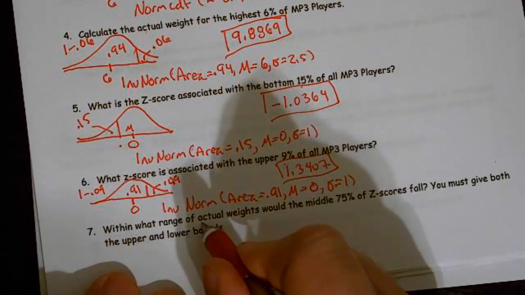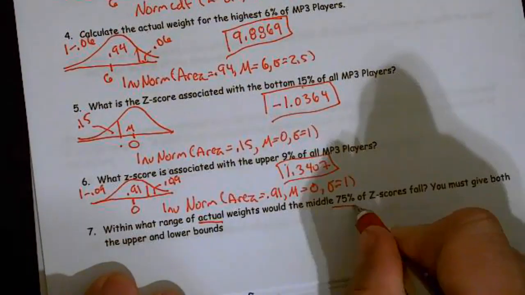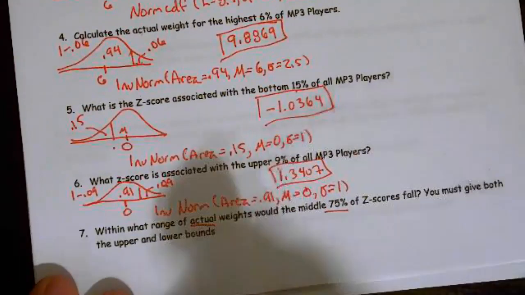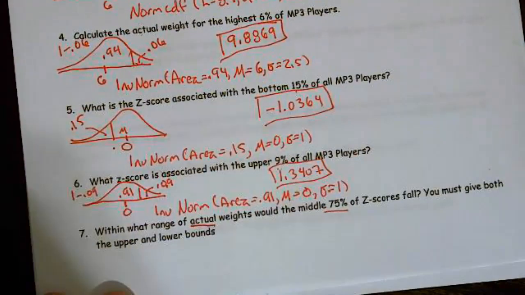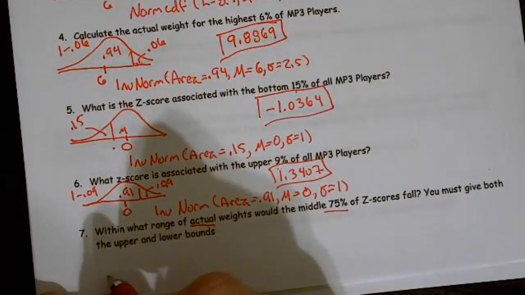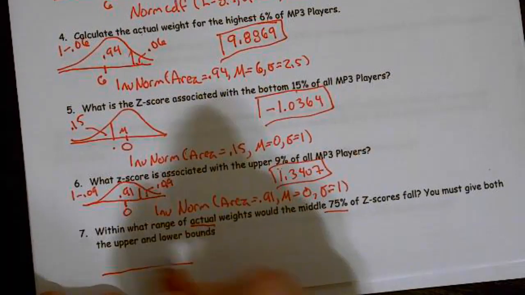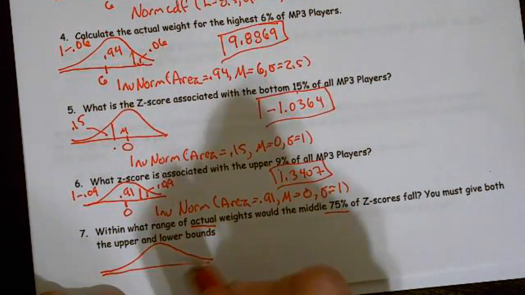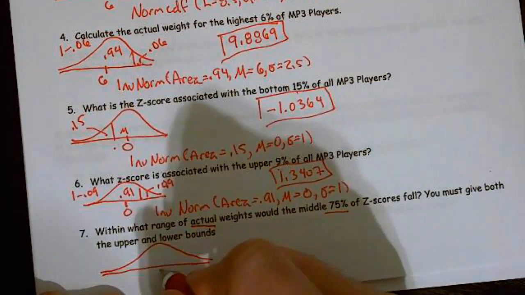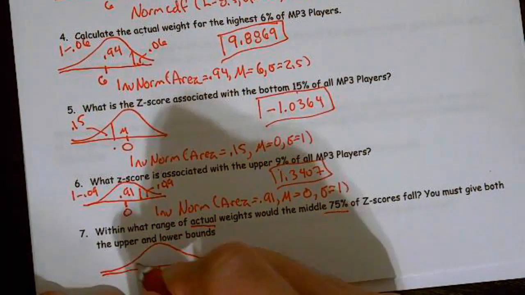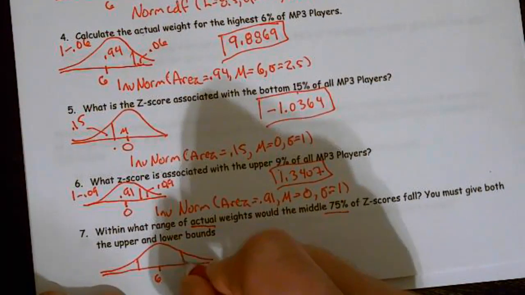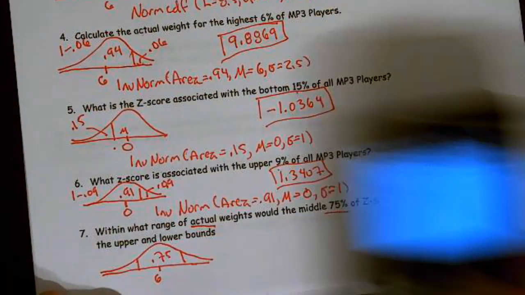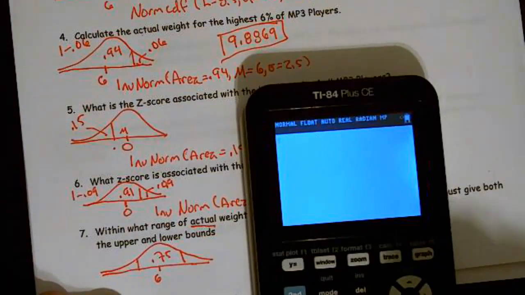Okay, we have a problem here. This says actual and z-scores. We're going to do both of them, although you're only required to have done one for the quiz. It should have only had one of those. So actual weight. Well, the actual weight is centered on the 6, and we want the middle 75%. So if they want the middle 75%, we're going to go Z interval.